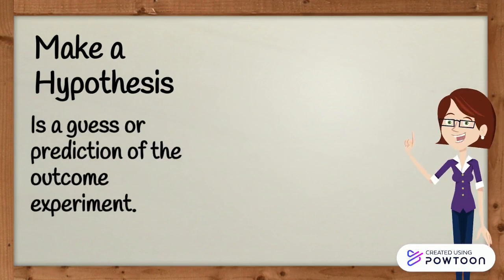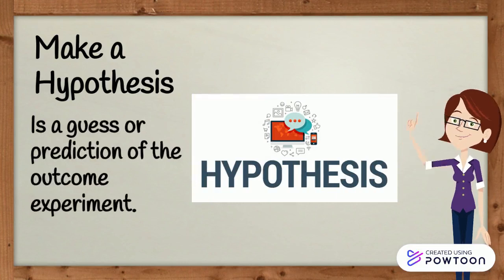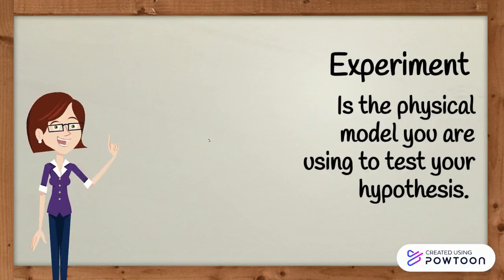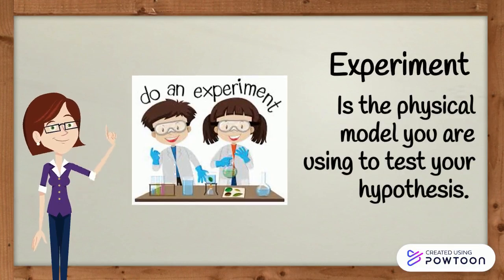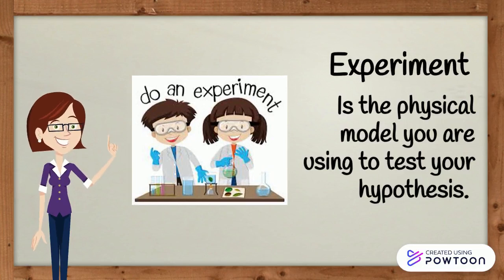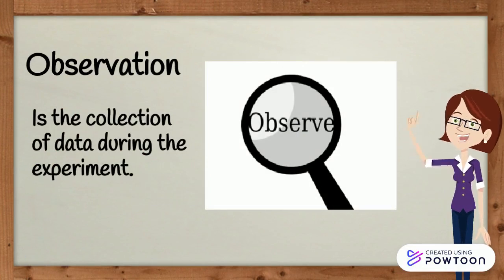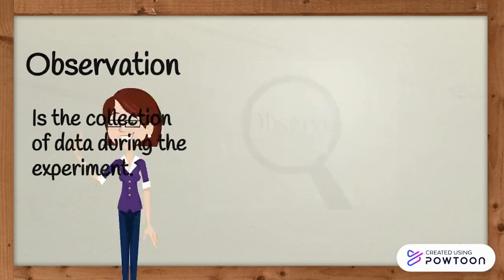The third step is make a hypothesis, which is the guess or prediction you make about the outcome of the experiment. The fourth step is the experiment. Is the physical model you are using to test your hypothesis. Next step is observation. Is the data or information you're collecting during the experiment.